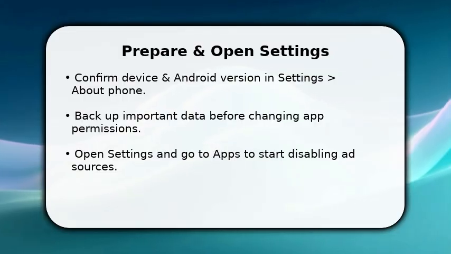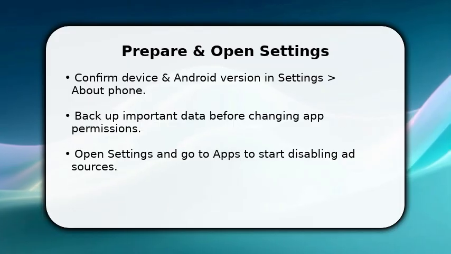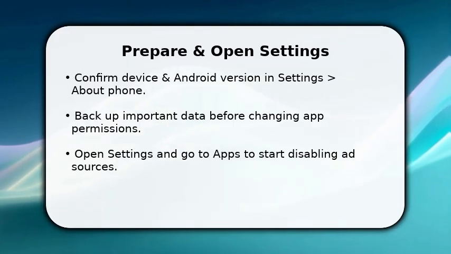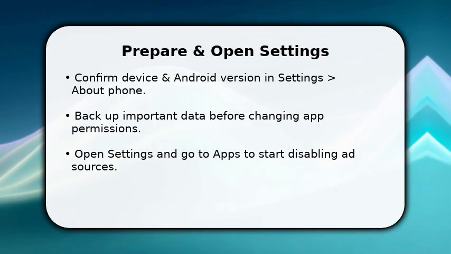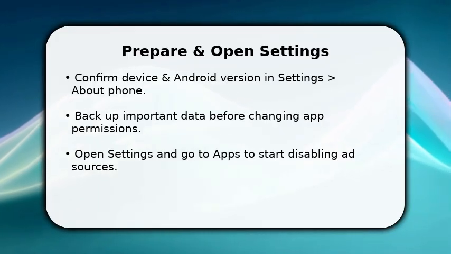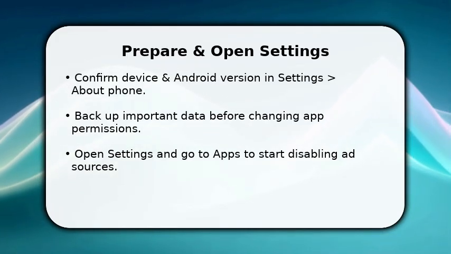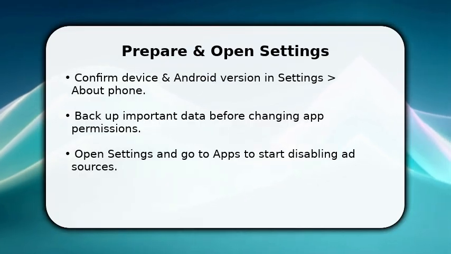You start by confirming your Samsung model and Android version so you know which menus appear. This matters because Samsung UI labels differ. Once done, back up any essential data. This prevents surprises when changing app data or caches.